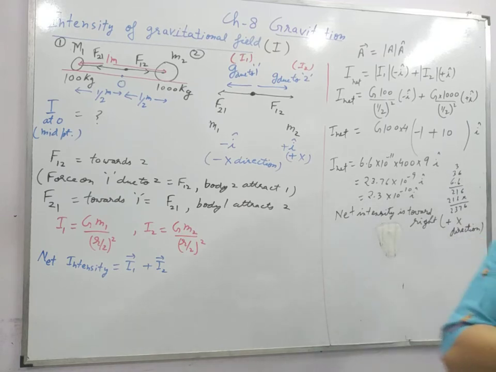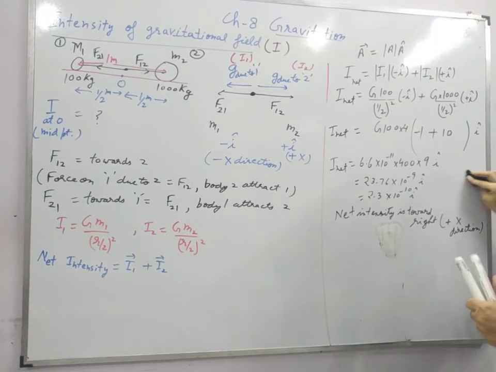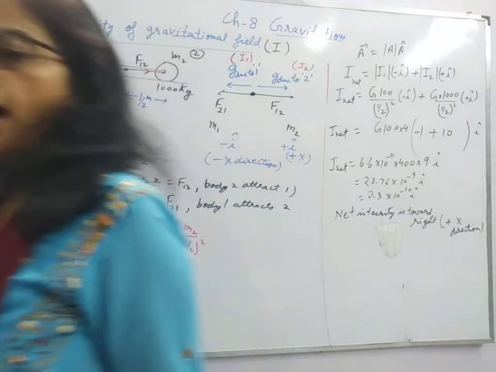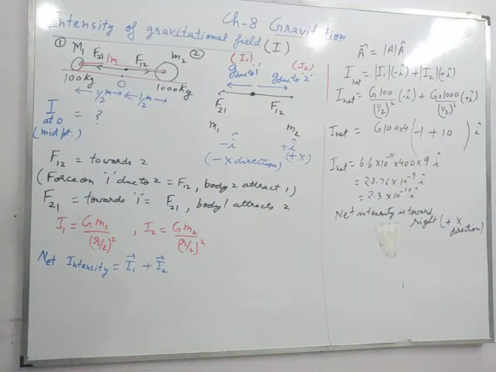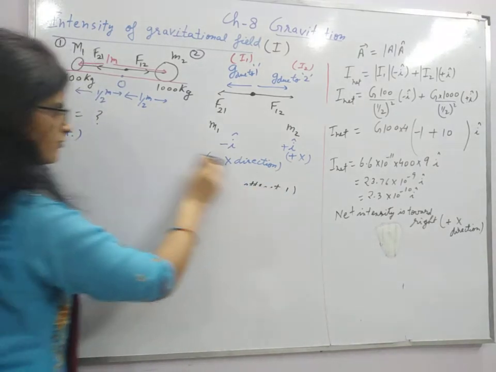But what if we have equal masses instead of unequal masses? In that case, we know the value is equal and the direction is opposite. So net intensity without calculation can be taken as 0. I'm just quickly writing that in short, and then we'll end this video.